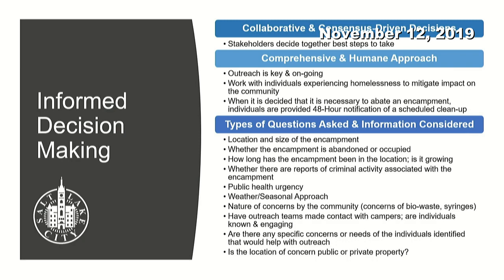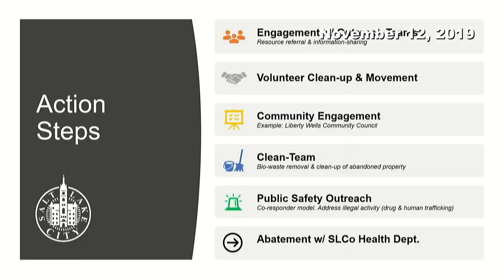Types of the questions or information that we are trying to get at as we address encampments are obviously the location, but also the size of the encampment, whether the encampment is abandoned or occupied. I won't go through this list, but you can read it. Again, we're trying to make decisions based on information, based on data. We want to be informed, and we want to tailor that solution to the specific problem that we're addressing. Here are some of the action steps that we have: engagement, resource referral, and information sharing, working with the individuals experiencing homelessness to mitigate the community impact.